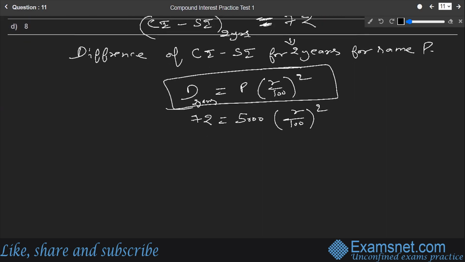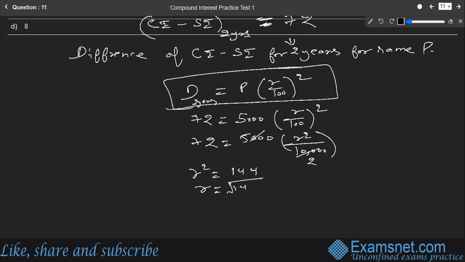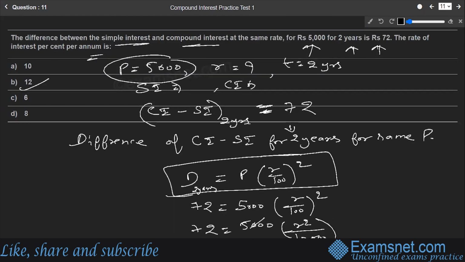If we solve this thing, how much this comes out to be? 72 is equal to 5,000 into R square by 10,000, because 100 square is 10,000. This 10,000 can be cut by 5,000 by 2. So R square value is coming out to be 144, which gives R as root of 144, which is nothing but 12%. So that is the right answer. The rate of interest value is 12%, and which is available in option number B.